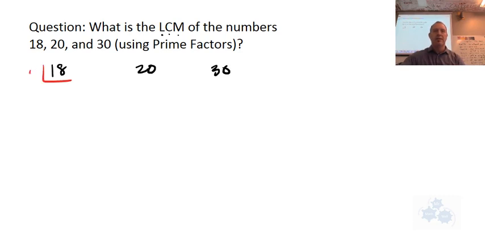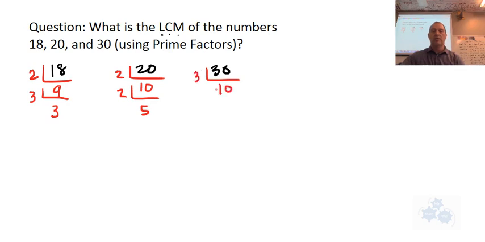So 18 divided by 2, that's a prime number. That gives us 9. Divided by 3 gives us 3. There you go, 18. The list of prime factors is 2, 3, and 3. What about 20? Well, we've got 2. It gives us 10. You can divide that by 2. It gives us 5. Hey, awesome. What about 30? With 30, we divide by 3. That gives us 10. Divide by 2. That gives us 5. We can stop. So there we've got our lists of prime factors.